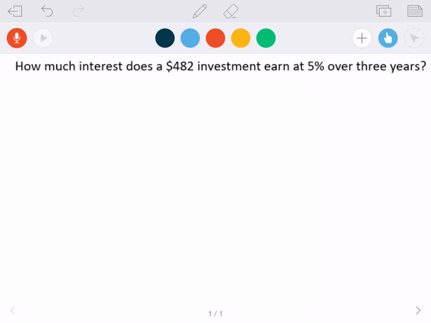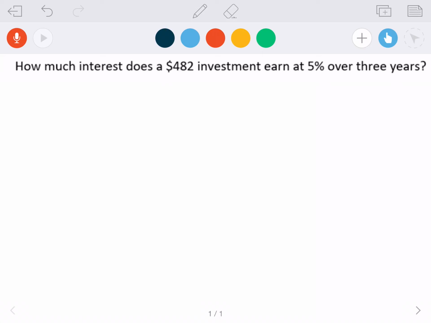How much interest does a $482 investment earn at a 5% rate over 3 years? So this problem has to do with investing. When you put money into stocks, or into savings accounts or high interest savings accounts, the bank or the stocks will gain money, or they'll pay you money to put your money with them or in that stock.